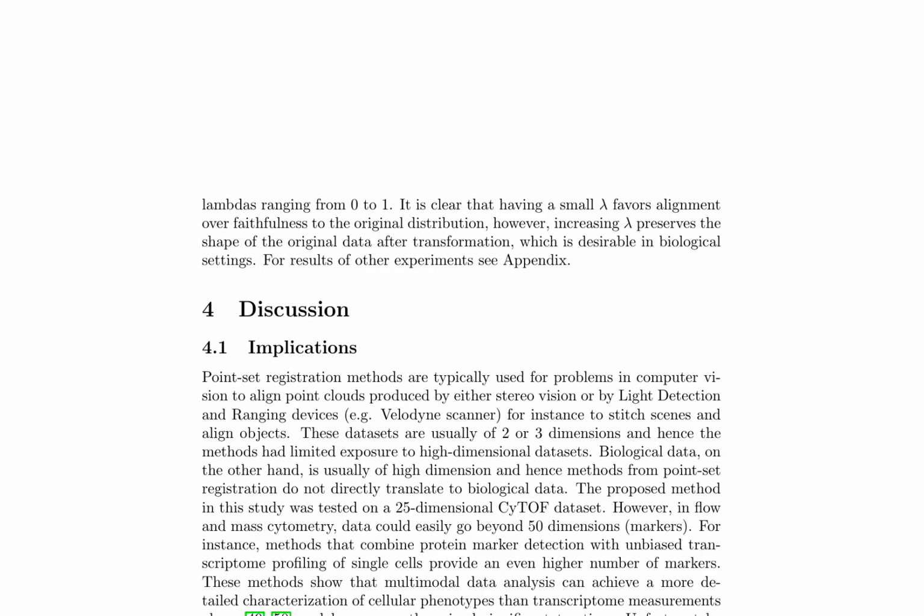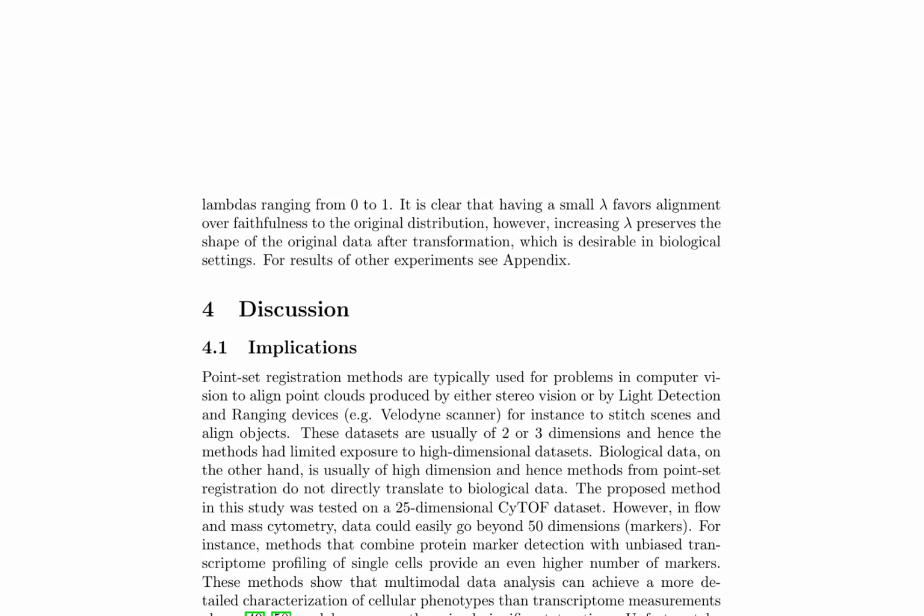This research paper's discussion section delves into the implications and limitations of a novel method for aligning high-dimensional biological datasets. Traditional point set registration methods, commonly employed in computer vision, are inadequate for handling high-dimensional biological data. In contrast, the proposed method has been successfully tested on a 25-dimensional CYTOF dataset and demonstrates potential for application to even higher dimensional datasets, such as those generated by combining protein marker detection with unbiased transcriptome profiling of single cells.